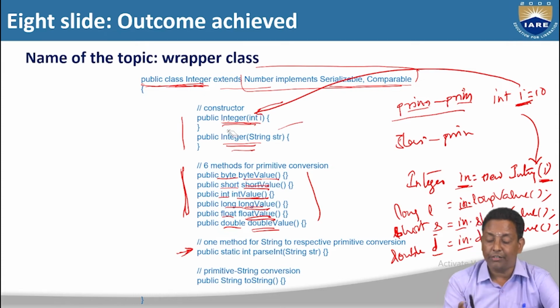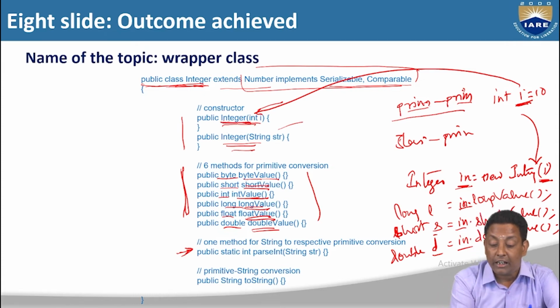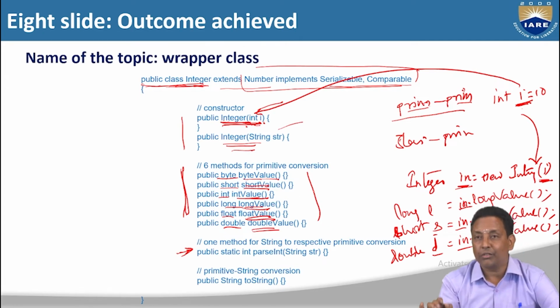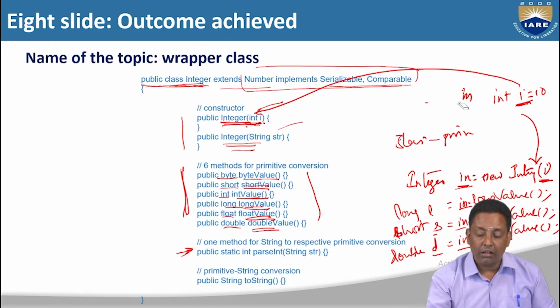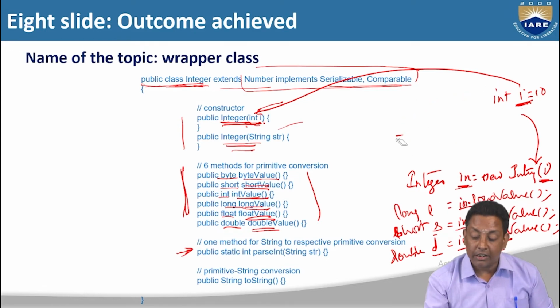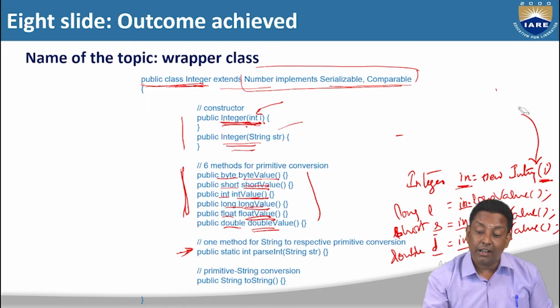Further, this constructor is given. So which constructor? The Integer class constructor which takes int as a parameter. So store int into Integer. Call these methods so that one primitive to another primitive conversion will happen. Coming to the second constructor, the Integer class constructor taking String as a parameter.